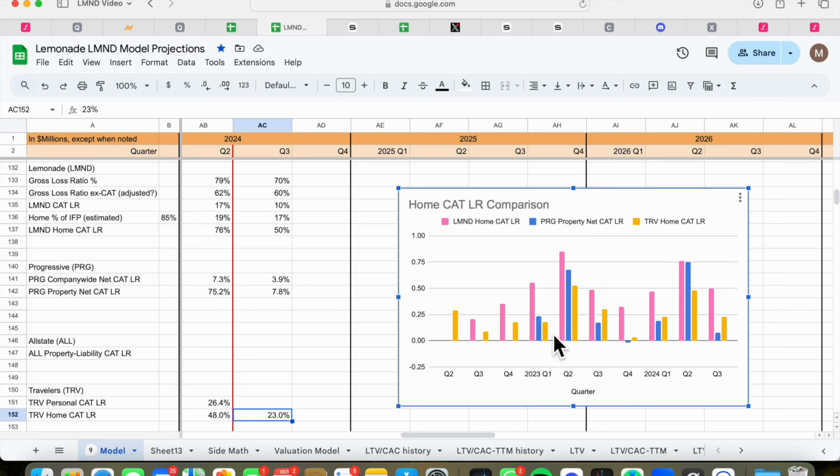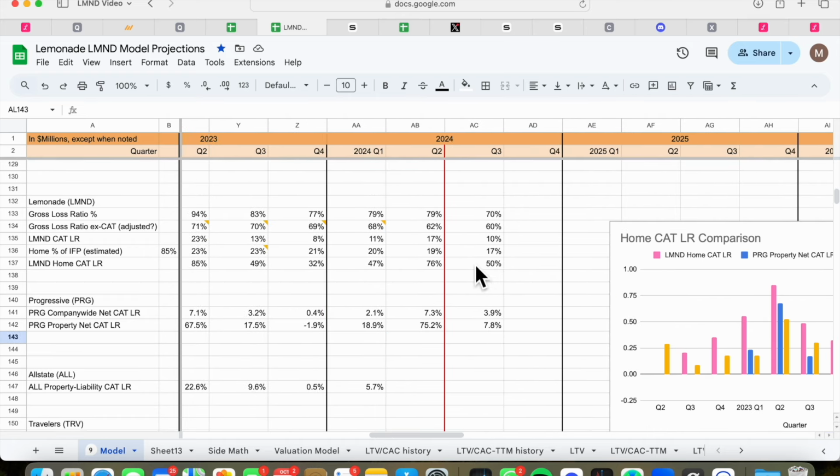What I plugged in, and did the math here for Lemonade, was that Lemonade's home catastrophic loss ratio is 50%, for example. And let's say the home product is about 17% of the book of business. That's also an estimation, but I think a pretty good one. And then I'm saying home is responsible for 85% of the catastrophic losses, so there are some other losses from renters, from some auto, that might be included. Typically, that gets you to an overall catastrophic loss ratio for their overall book of business of 10%.